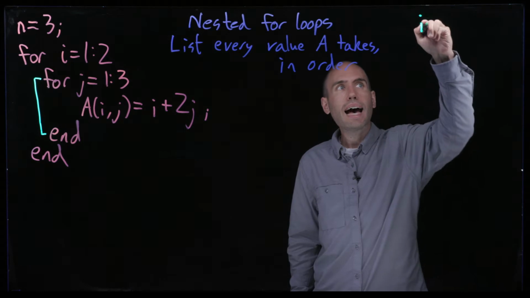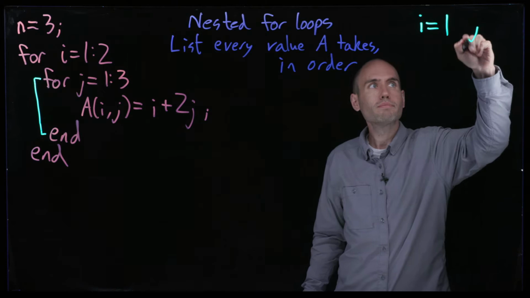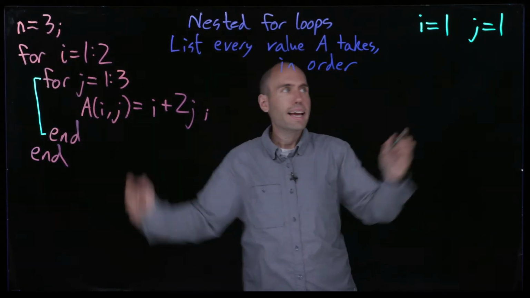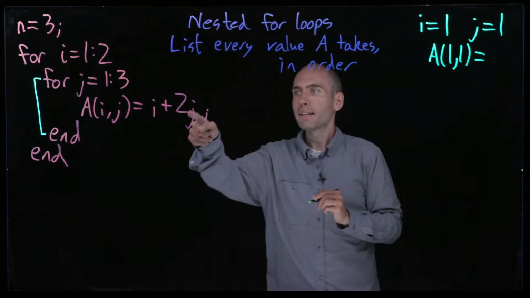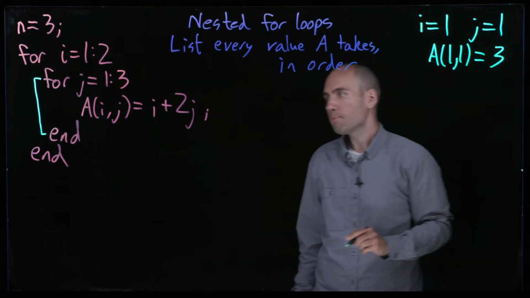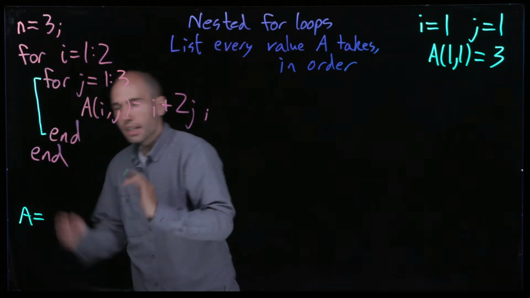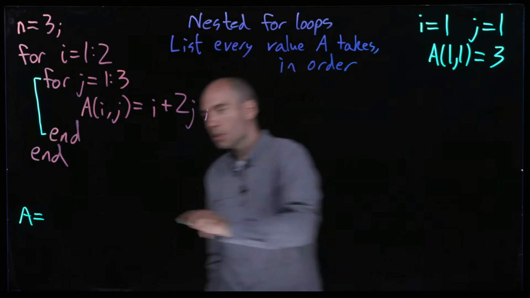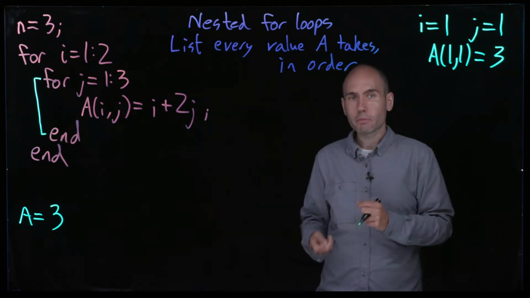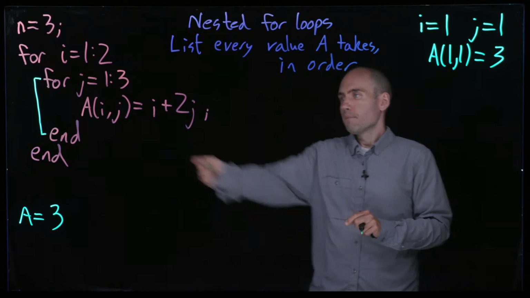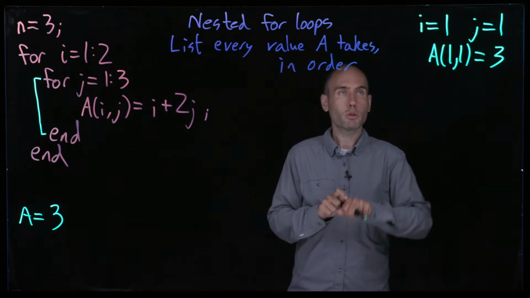So we start with i equals 1. Then we go to j equals 1. And then a11 is equal to 1 plus 2, so that equals 3. And so the first value of a that you should write down should be a equals 3. You could write it in square brackets if you want to indicate that it's eventually going to be a matrix, but I don't think Matlab really differentiates between those.